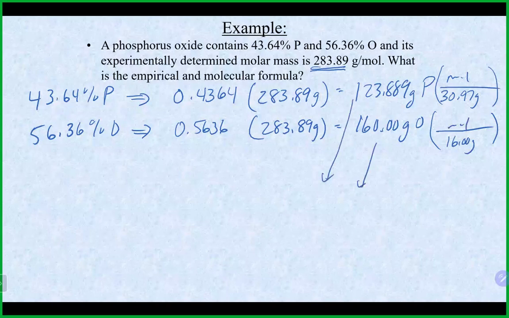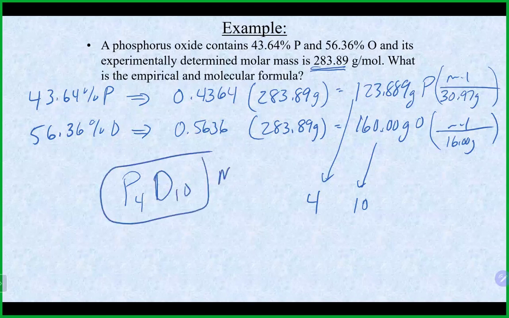And if you do that, I ran out of room, so I'll come down this way. We'll take our 123.889 and divide it by 30.97. You end up with a 4. And if you take the 160 divided by 16, you end up with a 10. And those are our molecular formula right there, yeah? So that was P4O10. That would then give you directly the molecular formula.